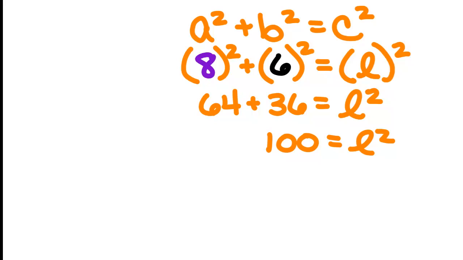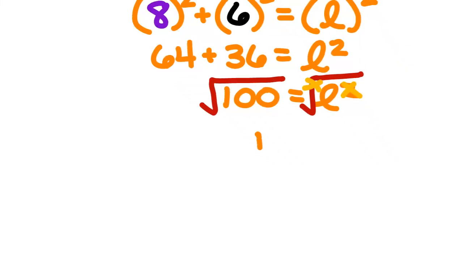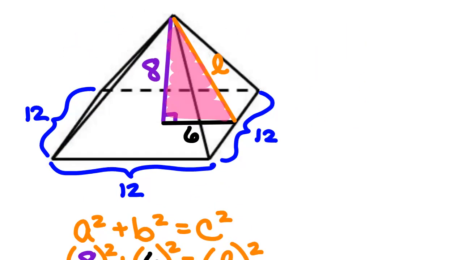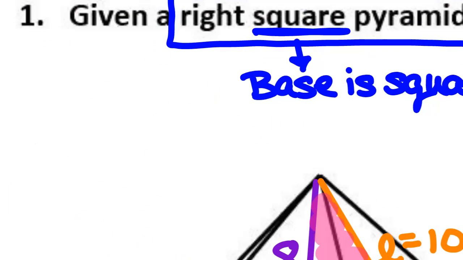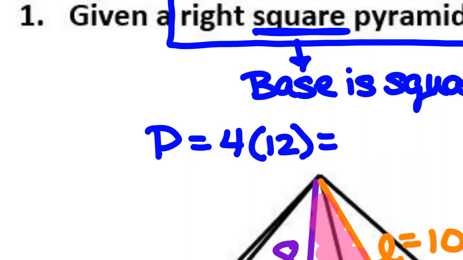That's my slant height squared, so then I take the square root of both sides. That'll make the squared cancel out on the cursive L. What is the square root of 100? 10. So my slant height is 10. What would the perimeter of the base be? 12. 12 is one base edge. How many base edges do I have? 4. I have 4 base edges and they are all 12. So 48 for my perimeter.